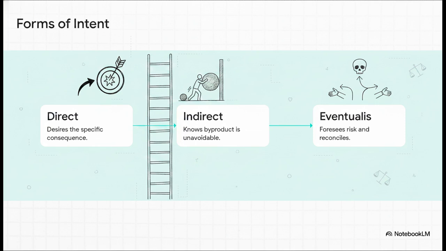Step down one rung to indirect intent. They want one thing, but they know a harmful consequence is an absolutely unavoidable byproduct. But then we hit the bottom rung, dolus eventualis. This is where things get heavily litigated. The actor doesn't actually desire the bad result, but they subjectively foresee that it's possible, and they reconcile themselves to it. They basically say, whatever, and proceed anyway.